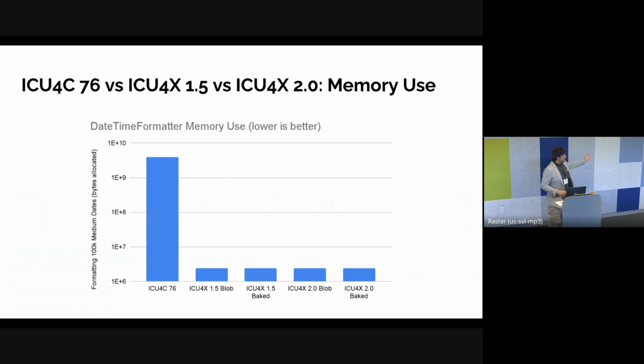Just to be completely transparent about what we're measuring here: this is create and destroy of a datetime format. This is the memory use. In ICU4X, the allocation is that I need to allocate a string to save the output result into. There is absolutely no other allocation that happens, not in 1.5, not in 2.0, not in blob, not in baked. The only allocation is the string to store the result. ICU4C has many more allocations than that. And as you'll notice, this is a log scale graph.